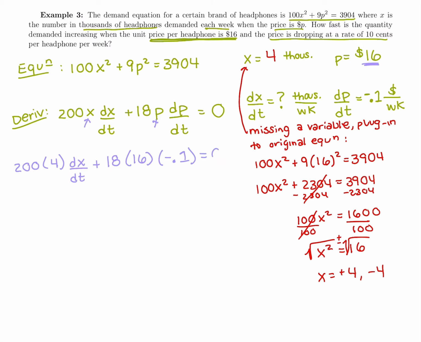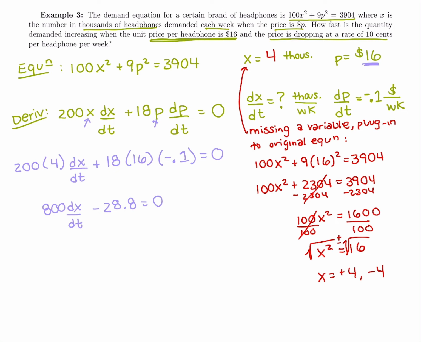So negative 0.1 for dp/dt, which again, if you don't do that side work, setting up your variables and their units, you will probably be plugging in wrong numbers all the time. So 10 cents is really negative 0.1 because p had to be in dollars, not in cents. So I'm going to plug these in. I have 200 times 4, which is going to be 800 dx/dt. And then I have 18 times 16 times negative 0.1, which gives me negative 28.8 equals 0.